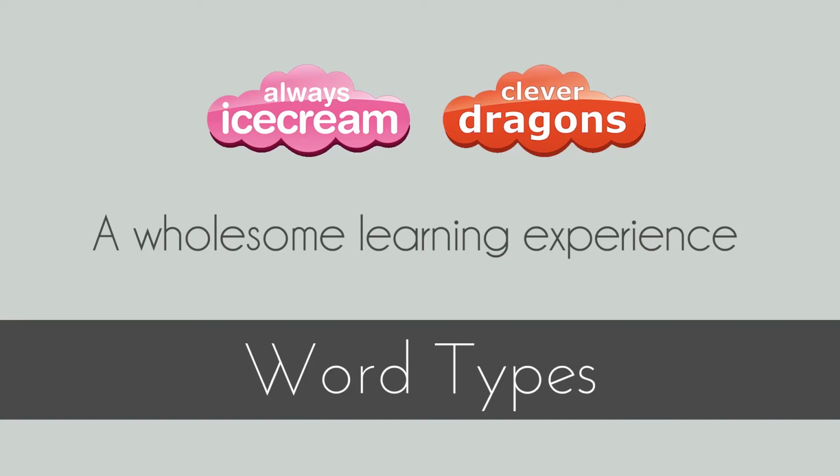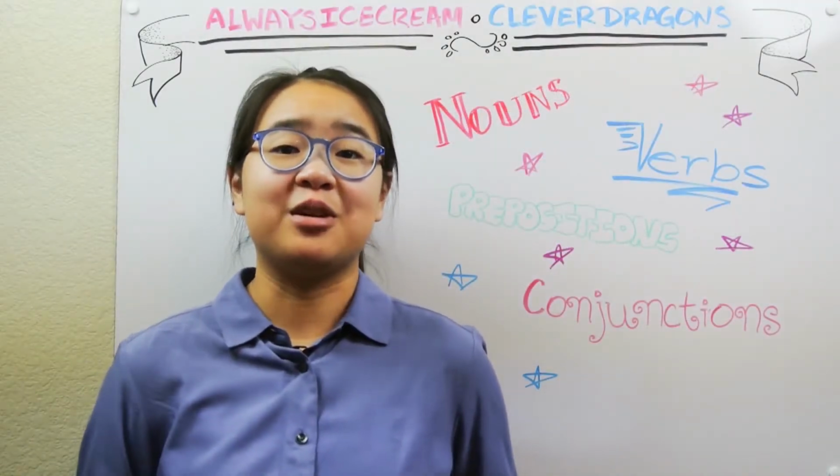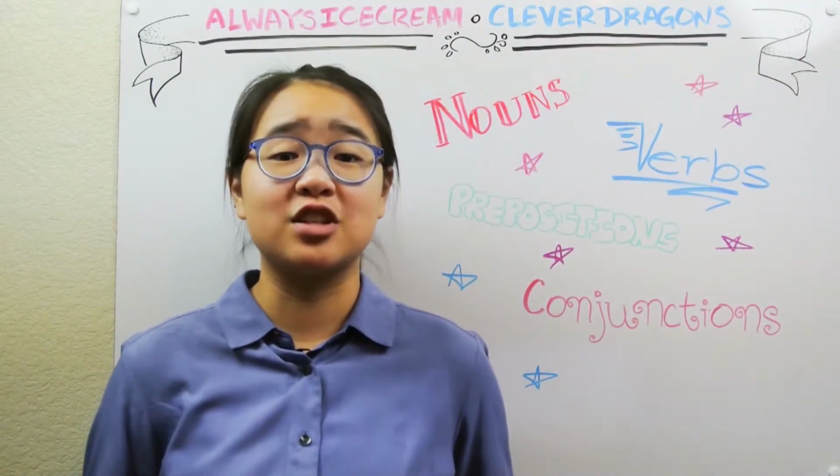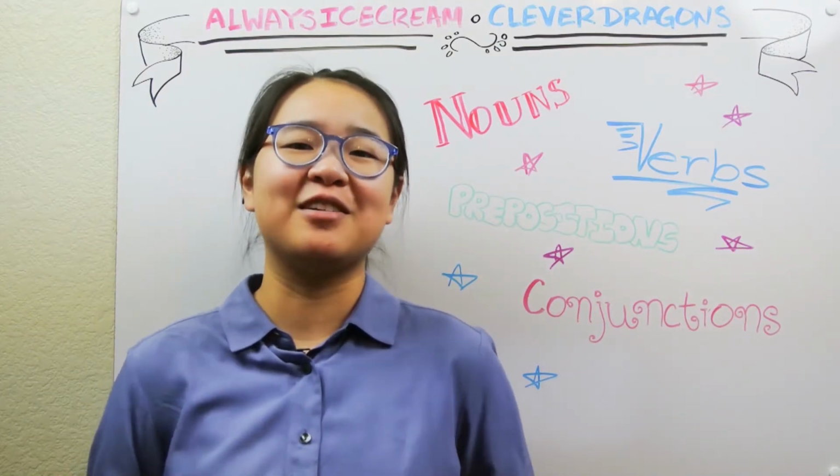In this video, we're going to talk about the different groups of words out there, such as nouns, verbs, prepositions, and conjunctions, as well as how to use them. Think about all the words out there in the world. They come in so many different shapes, sizes, sounds, and meanings, and there are so many of them.